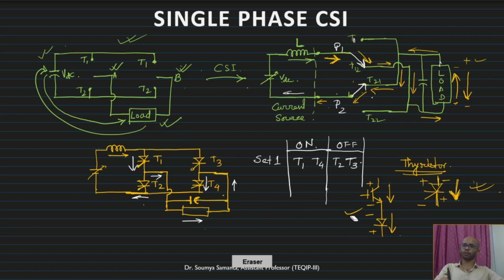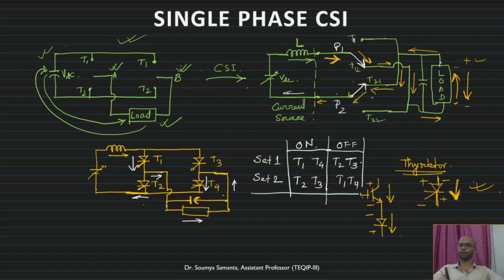Now, what is the set 2? Set 2, set 3 and 4 will remain the same. So you can do it. So basically current will be bypassed from the load. Once set 3 and set 4, now T2 and T3 will be on. So when T2 and T3 are on, T1 and T4 will be off. So these are the two sets.